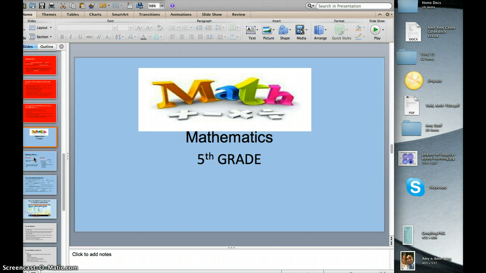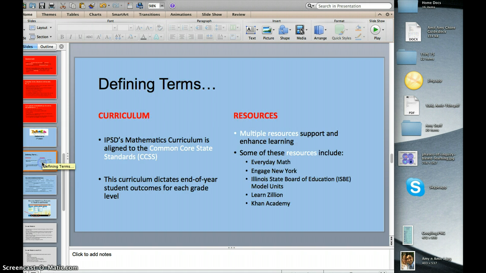Mathematics, 5th grade. A couple of slides that I'm going to show you. In terms of what our curriculum is, we follow the Common Core state standards, and we have multiple resources in order to accomplish the goals of all of the standards.